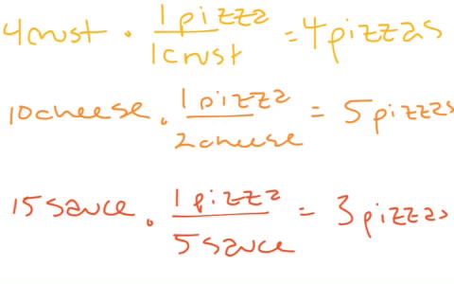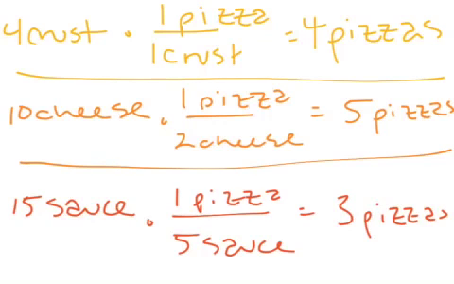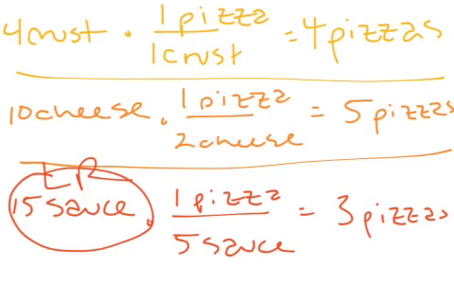So if we have 4 crusts in the kitchen and we're assuming we have tons of cheese and sauce, that was capable of making 4 pizzas. If we have 10 cups of cheese, that is capable of making 5 pizzas. But with the sauce, we only have enough sauce to make 3 pizzas. So the sauce is what we call the limiting reagent. It is what's going to determine how much pizza we can actually make, because once we run out of sauce, in theory, we cannot make any more.